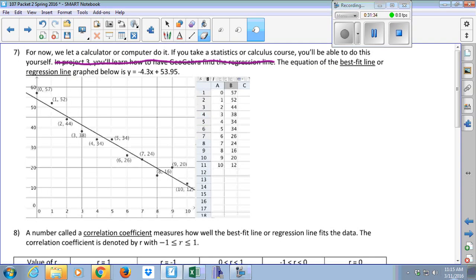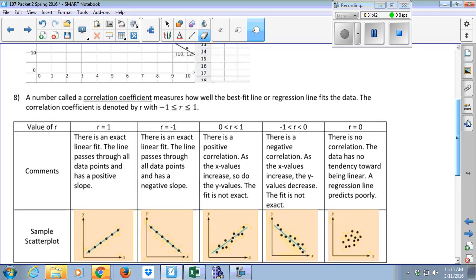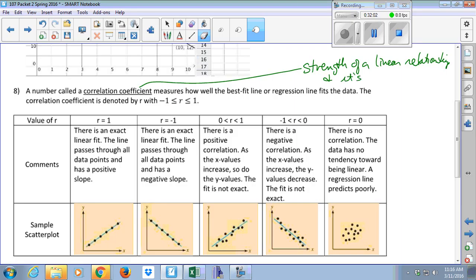Okay, so let's look at a value you're going to be able to get from your graphing calculator. It's called the correlation coefficient. And we give the correlation coefficient the letter R. The correlation coefficient tells us 2 things. It tells us the strength of a linear relationship and its direction. So you couldn't use it for a parabola. It's for a line. And its direction.